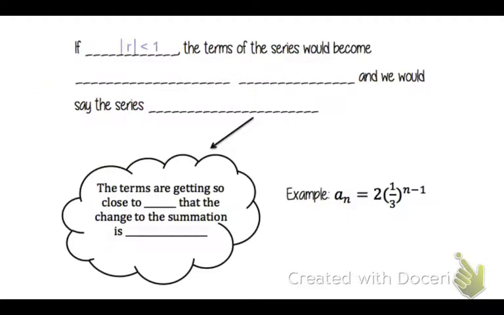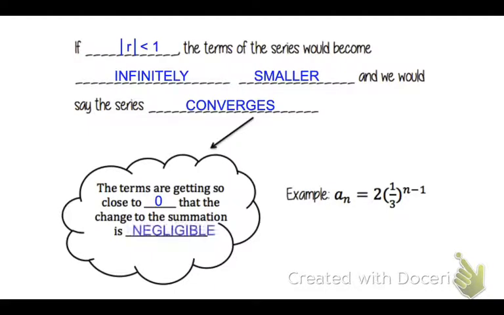The other scenario would be if the absolute value of your common ratio is less than 1. That means that your terms are getting infinitely smaller. And in this case, we're going to say that the series converges. Converges means that the terms are getting so close to 0 that the change to the summation is negligible. Like it's not even having an impact because that decimal would be so small and close to 0. It's really like adding nothing. So we're going to say it converges to a value.